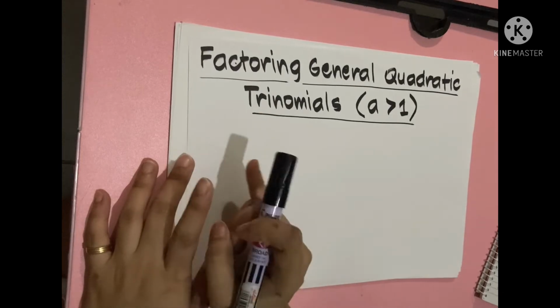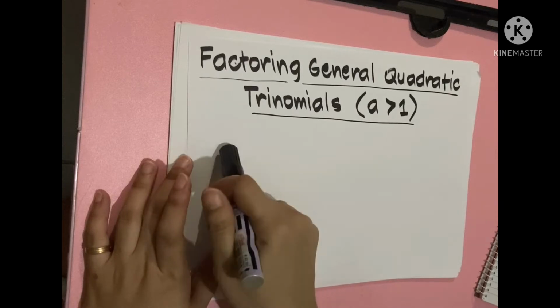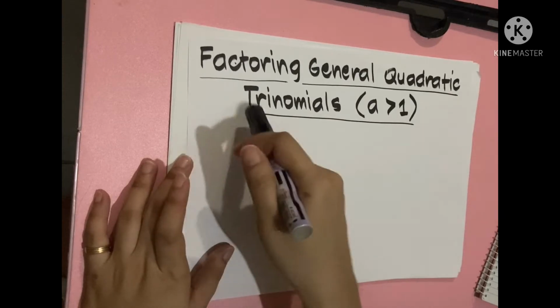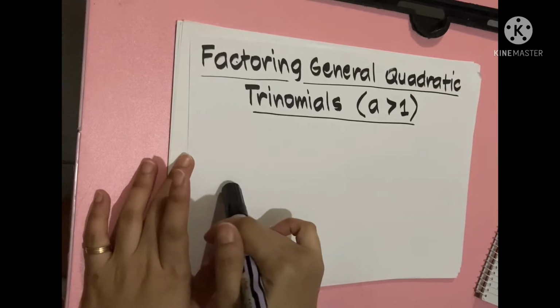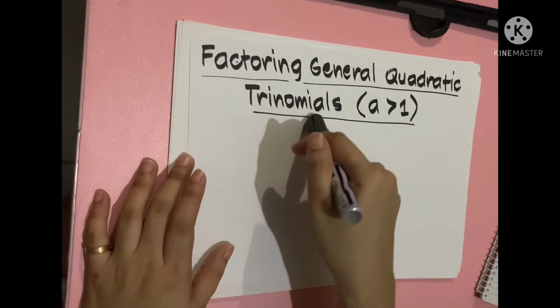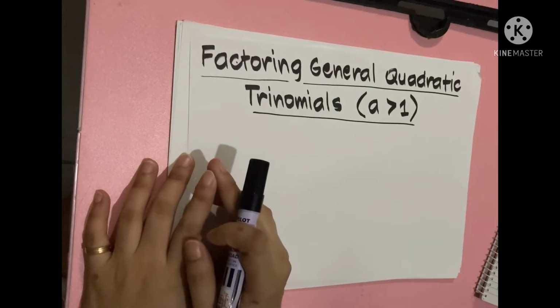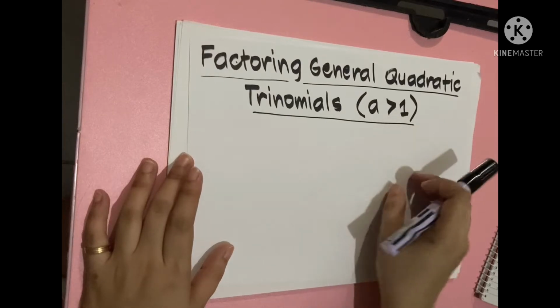So, pag sinabi nating A, it refers to the numerical coefficient nung may x squared. Or rather, basta may squared. Yung B, yun yung numerical coefficient nung variable natin na ang exponent niya ay 1. And then yung C, it refers to the number na kung saan wala siyang kasamang variable.